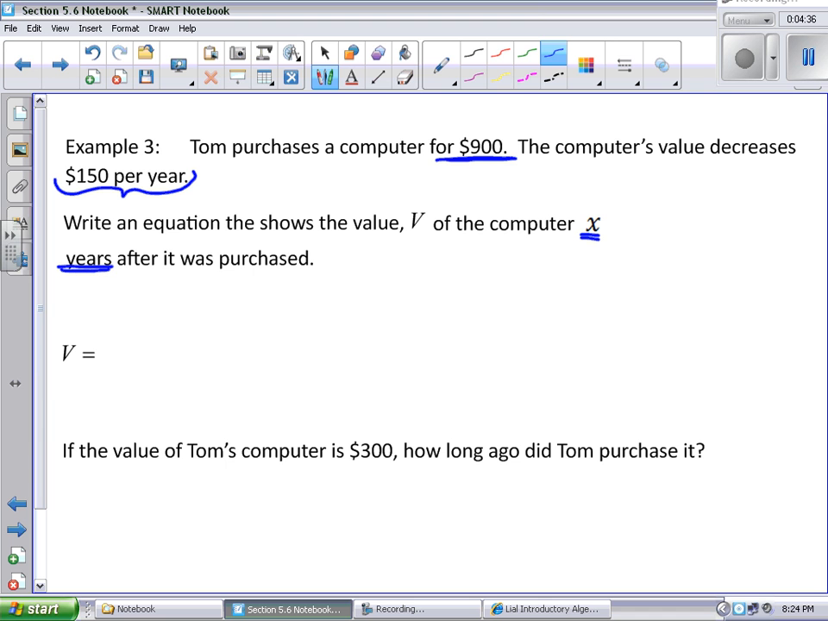x years, that's the variable part. The $150 per year, that's our variable part. So when we do V equals our slope, what's our rate of change? It's minus 150 per year. So minus 150x plus what was the initial cost? $900.